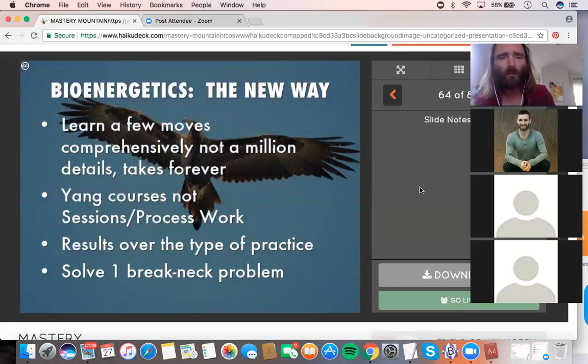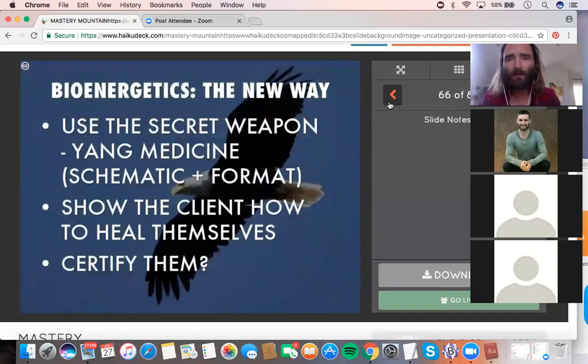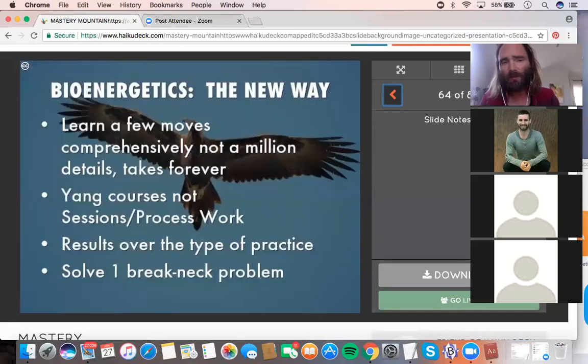So we're going to learn a few moves comprehensively, not a million details that take forever and don't get you to mastery. You know, with energy medicine, a few moves can get you very far, very deep. We're going to talk about doing high ticket yang courses, not sessions and individual process work. I think individual sessions, which is like the only model that's been given to us, doesn't do the real work. People come in for a session 2 or 3, they process some of this stuff and they leave. I'm arguing a high ticket course of over 8 to 12 weeks that provides real laser surgery transformation.